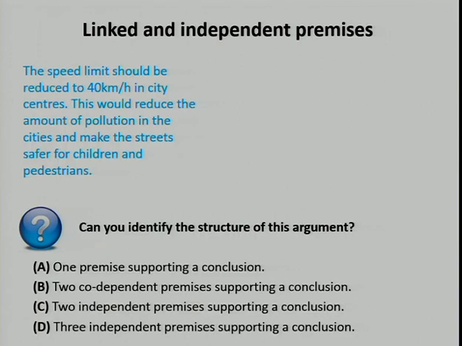So here we have another example. This is really just running you through examples. Speed limits should be reduced to 40 km per hour. This would reduce the amount of pollution in the cities and make the streets safer for children and pedestrians. What is going on here? Does anybody want to solve that? How many premises do we have? And are they linked or not?